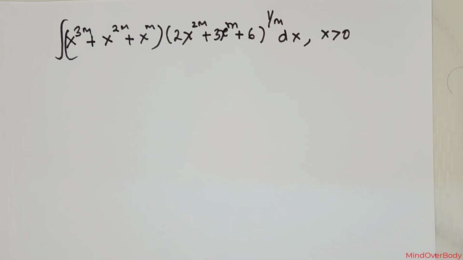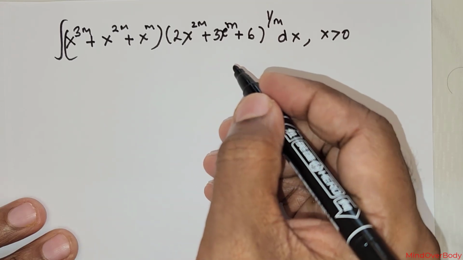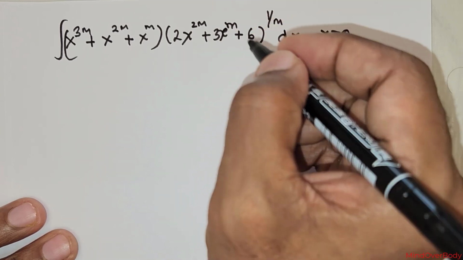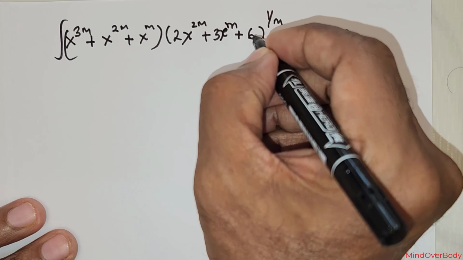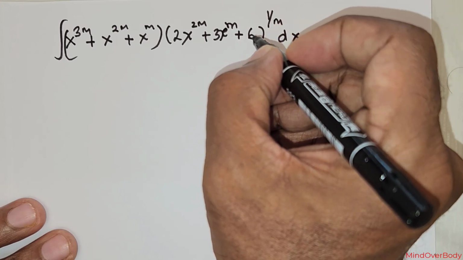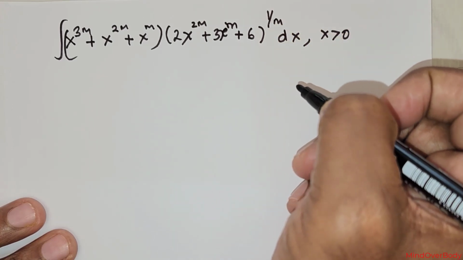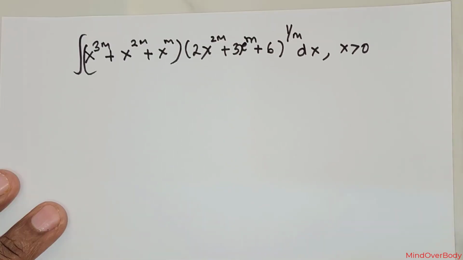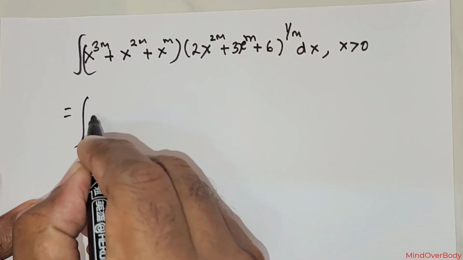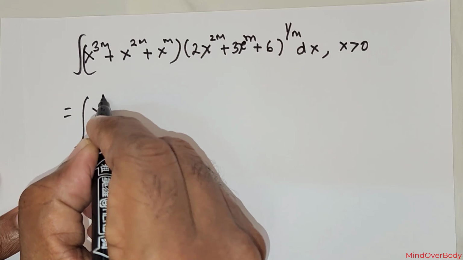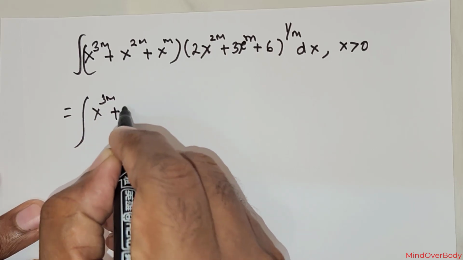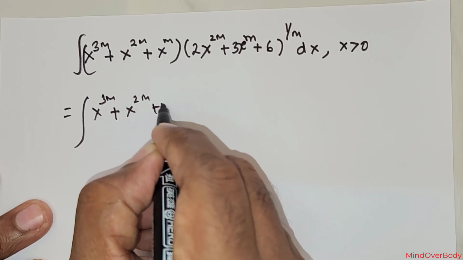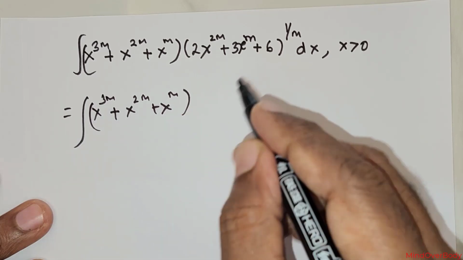Everybody, we have this question. We are expected to integrate this question. So foremost, what I wish to do is this: x raised to the power of 3m added with x raised to the power of 2m added with x raised to the power of m.